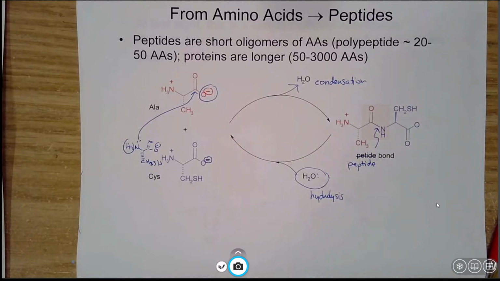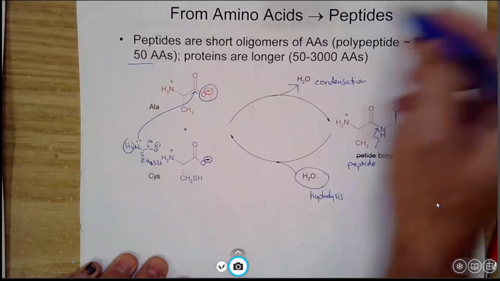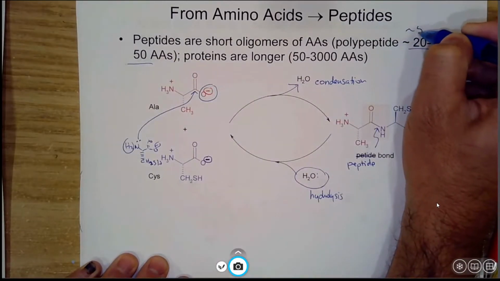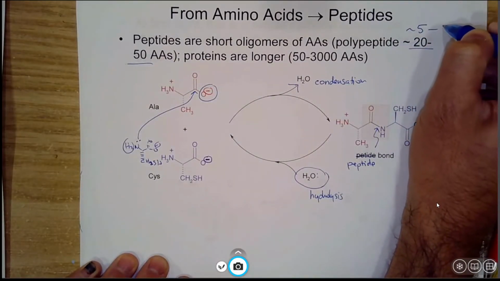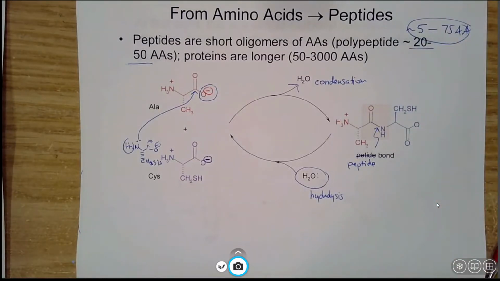Peptides are typically what we call short oligomers, and the definition of a short oligomer is roughly around 5 or 10 amino acids to around 50 or 60. Here I say around 20 to 50. You could go as low as 5 to probably as high as 75 amino acids, and that would still be called a peptide or a polypeptide.